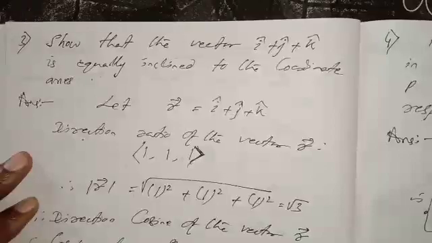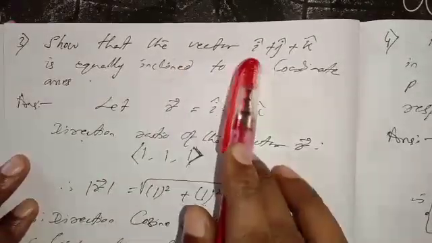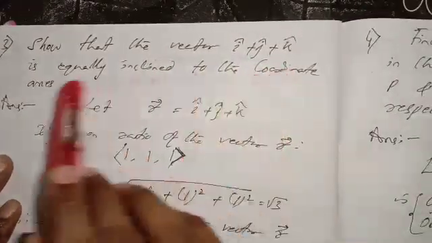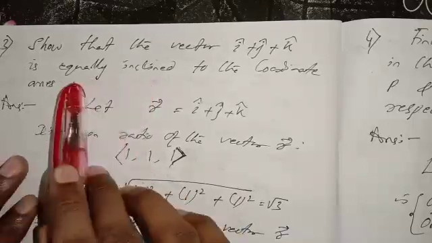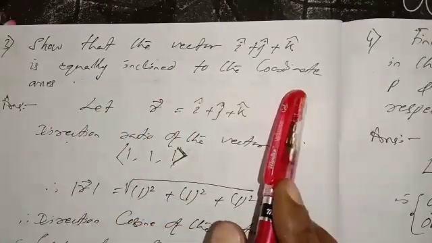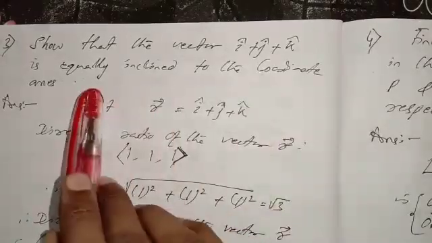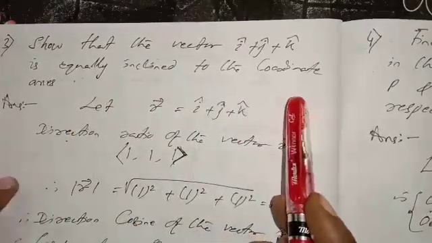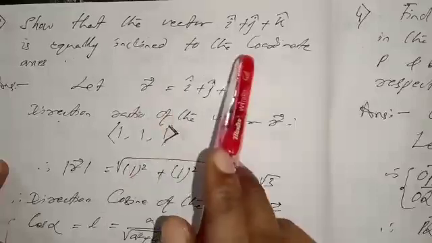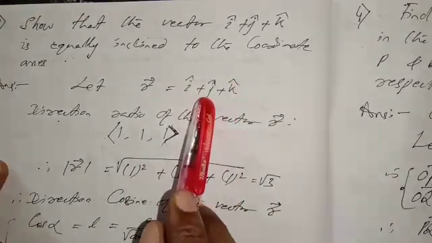Question number 3. Show that the vector i plus j plus k is equally inclined to the coordinate axes. There are three axes, x axis, y axis and z axis. It is equally inclined to the coordinate axes. Let the given vector be r, that is i plus j plus k.